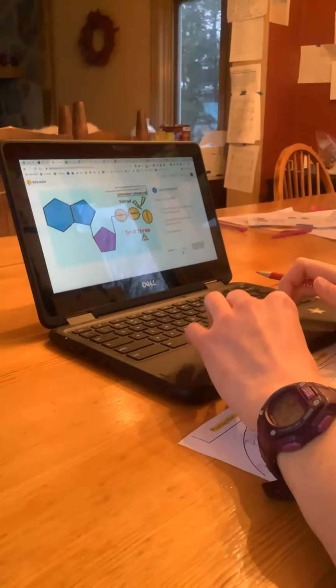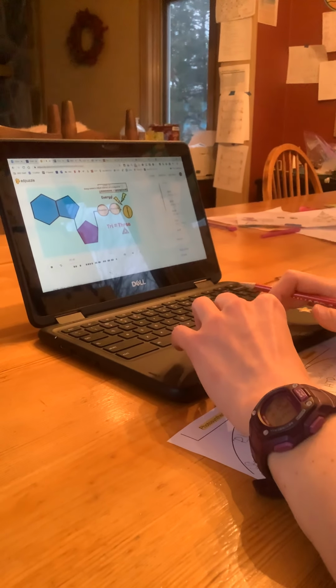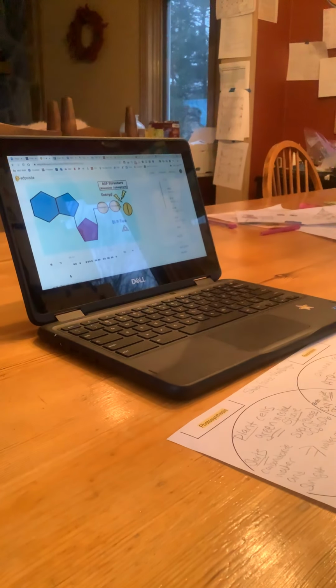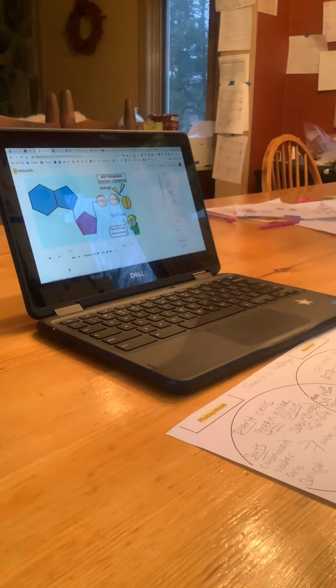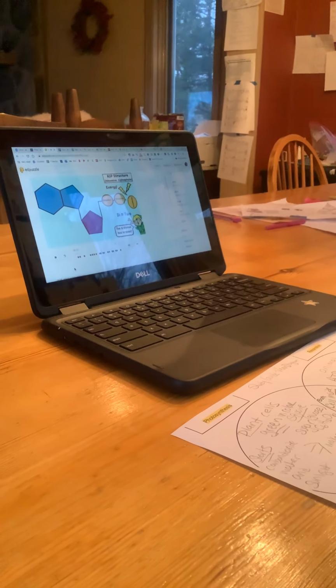Okay, so I'm going to skip that for right now. That was an assignment that should have been done last week. It also is an assignment that you should be looking at in order to make your Venn diagram.